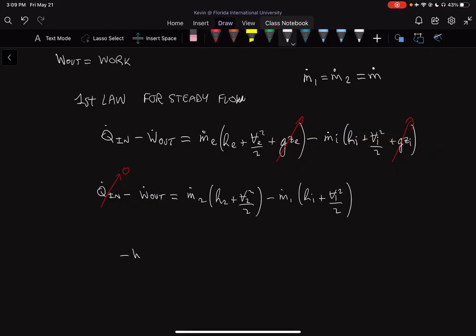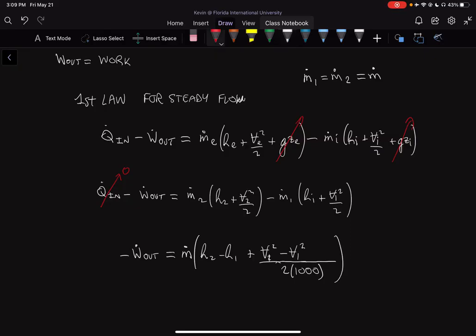Minus work dot out, which is power, is equal to m dot multiplied by (h2 minus h1) plus (V2 squared minus V1 squared) over 2. And here, if we were to compute our kinetic energy from this point, we would compute it and divide by 1000. So we would add our 1000 term here.